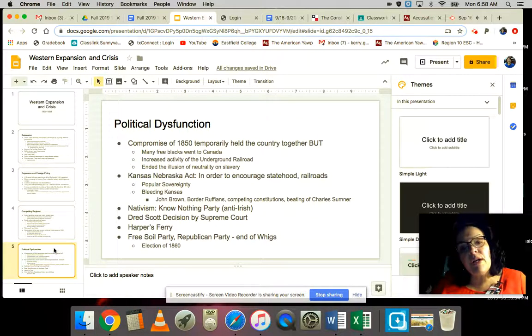So the last one I'll give you is the political dysfunction of this period. The Compromise of 1850, while it does hold the country together for 10 more years, creates a lot of issues, right? A lot of Black people moved to Canada out of fear of being kidnapped because the fugitive slave law makes it so easy.